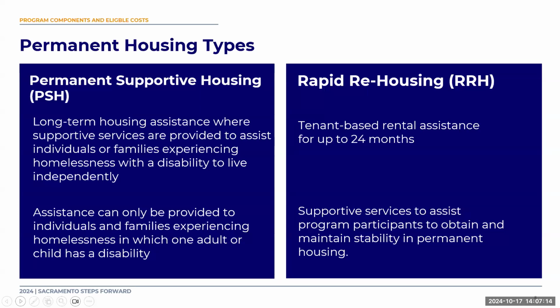For rapid rehousing, this provides tenant rental assistance and supportive services to participants for up to 24 months. Again, it's intended to be permanent, meaning the program participant stays in the unit after the assistance ends. Next slide.